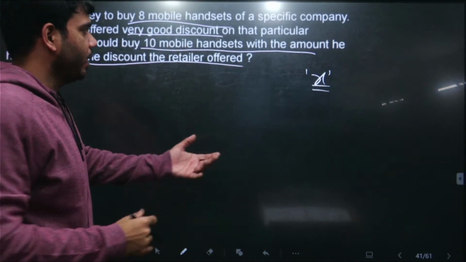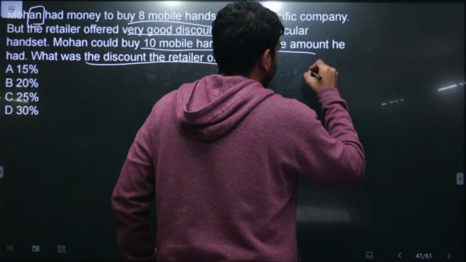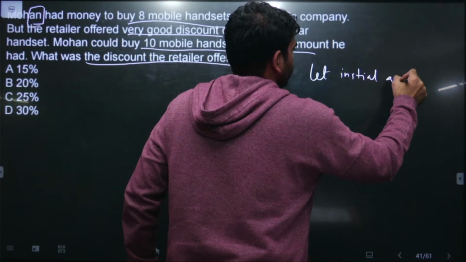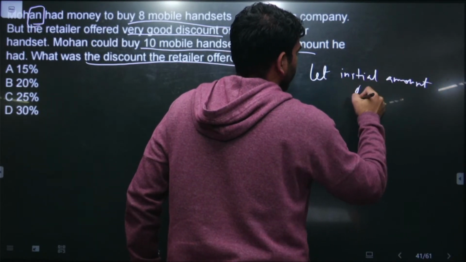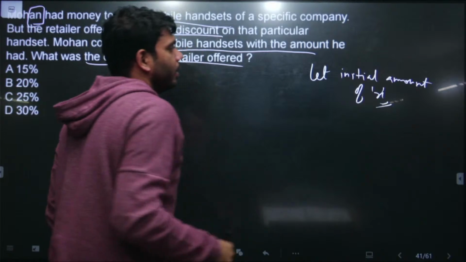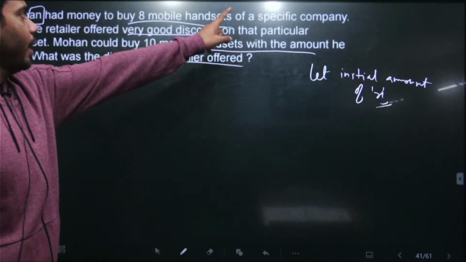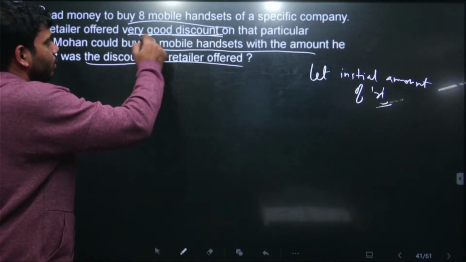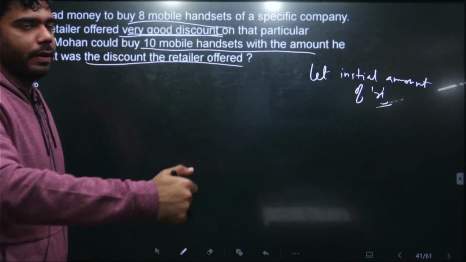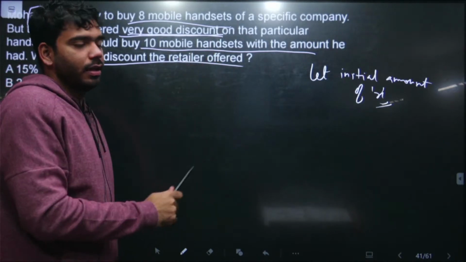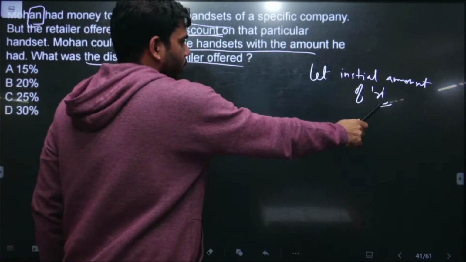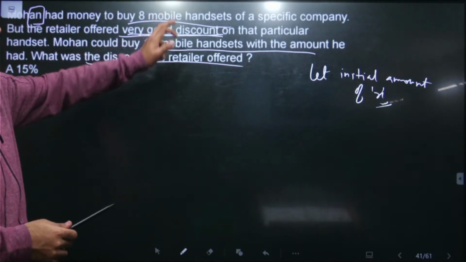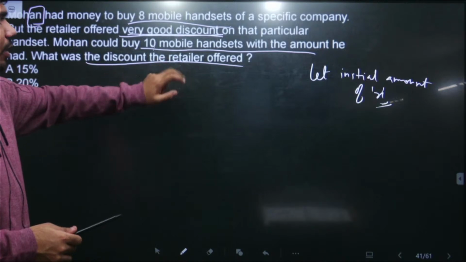So they are saying this Mohan has to buy 8 mobile phones for a specific company. He has some specific amount. वही हमने कहा हम उसको x कुछ भी ले सकते हैं. Let the initial amount be x that Mohan is having. Initial amount of x rupees है that Mohan के पास है. And in this x rupees he can buy 8 mobile handsets for a specific company, but the retailer, the shopkeeper, has provided a very good discount by which in the same x rupees he can buy 10 mobile sets instead of 8 mobile sets. We need to find what is the discount that the retailer is offering.